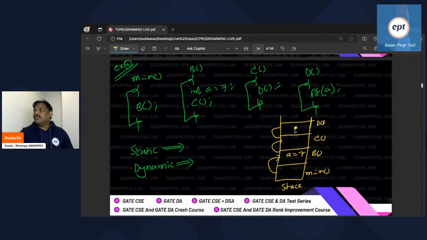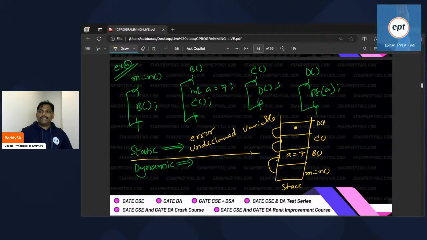What did the compiler get to know? Oh, no local. I have to replace it by global. But the interesting thing is, there is no global. So according to static scoping, the compiler checks local, then global. Global is also not there, so it will give an error message: no declaration, undeclared variable. That is the static scoping answer: error message, undeclared variable.